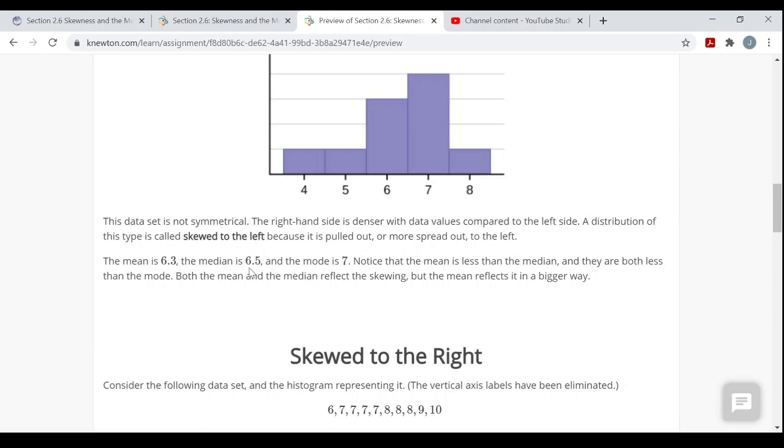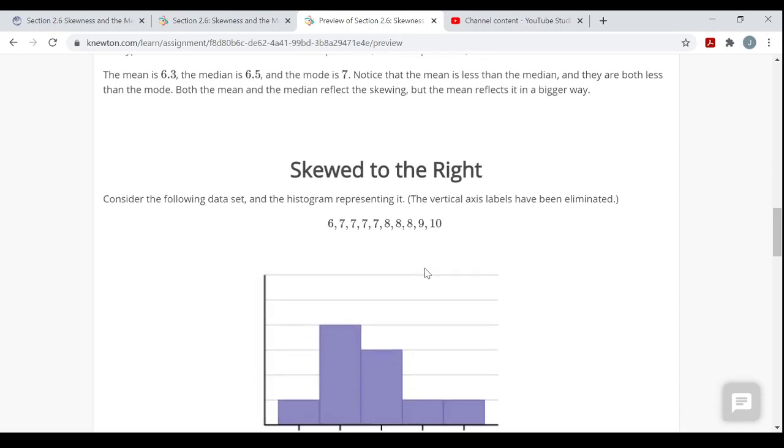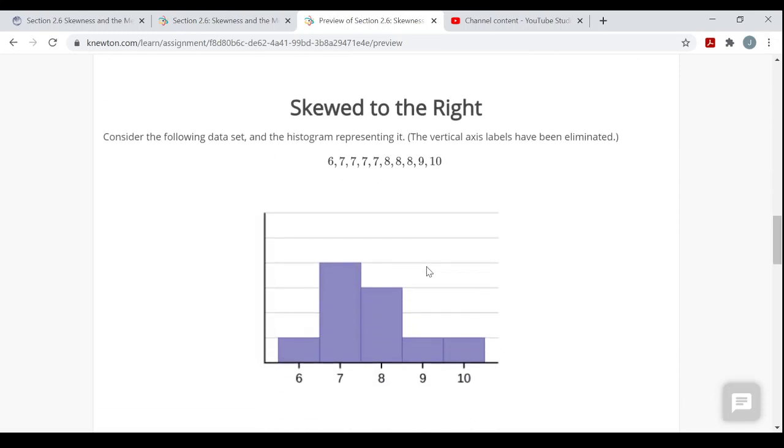So in a skewed to the left, or a left skewed distribution, the mean should be less than the median. Now sometimes they'll be less than the mode as well, but if there was a bar out to the left that was higher, that doesn't always happen, but the mean being less than the median is more likely to happen than them both being less than the mode.